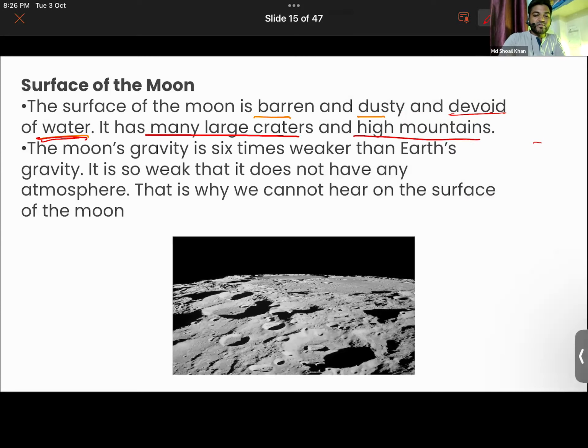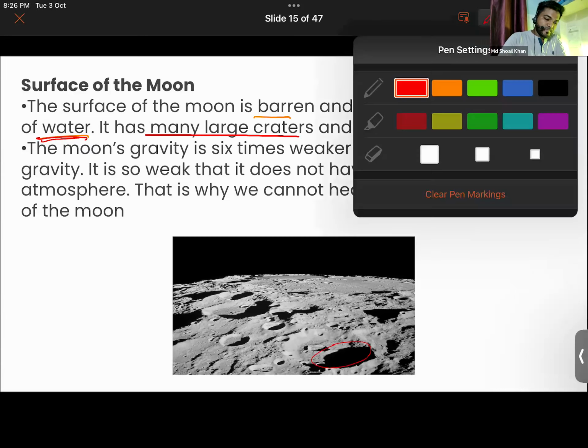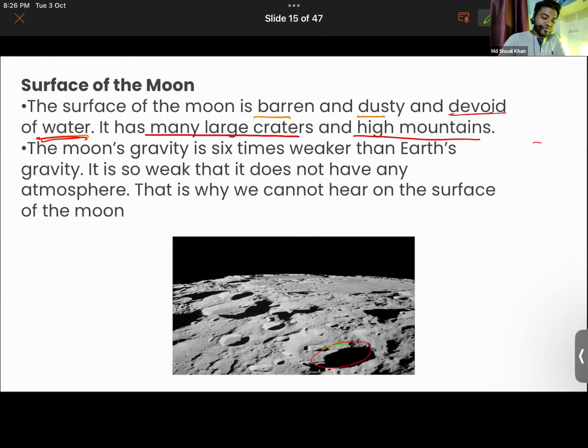So what are these craters? Craters are big holes or bowl-shaped holes in the ground, which are caused by the hitting of meteors, right? So that is the craters.